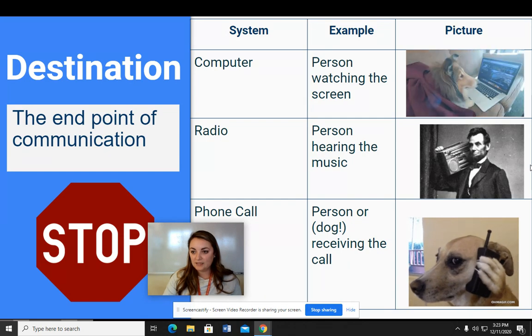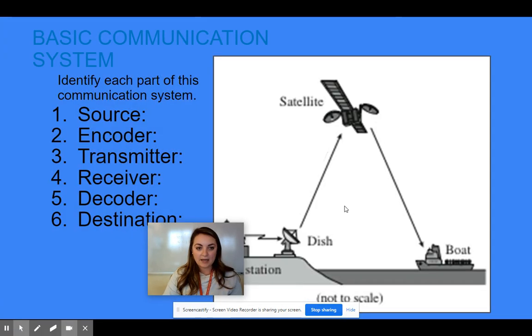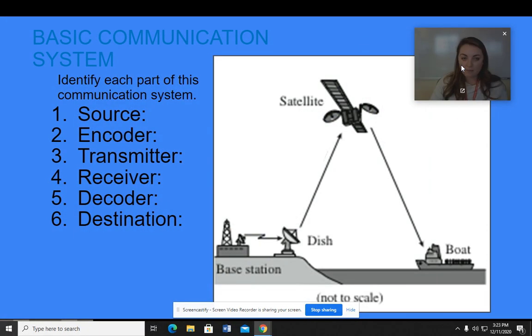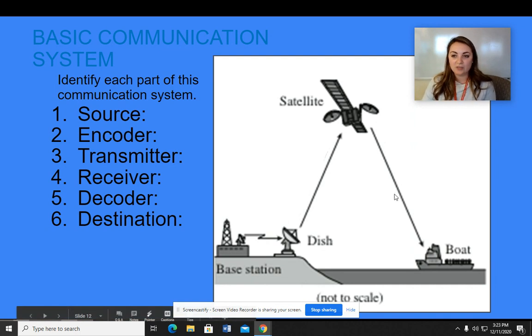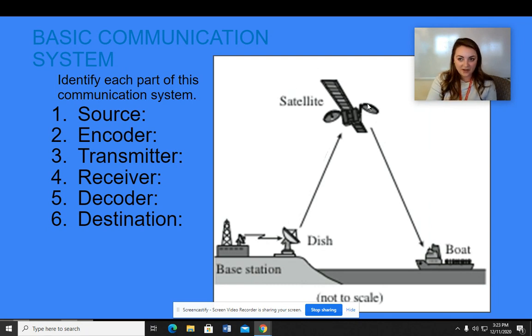All right. So let's practice together. We are going to look at a basic communication system. This is a picture or a depiction of how GPS works. GPS is where we are in the world, and it uses satellites to tell people where they are. So that's a communication system, right? They're trying to communicate your position in this world. It's going to go through these 6 steps.